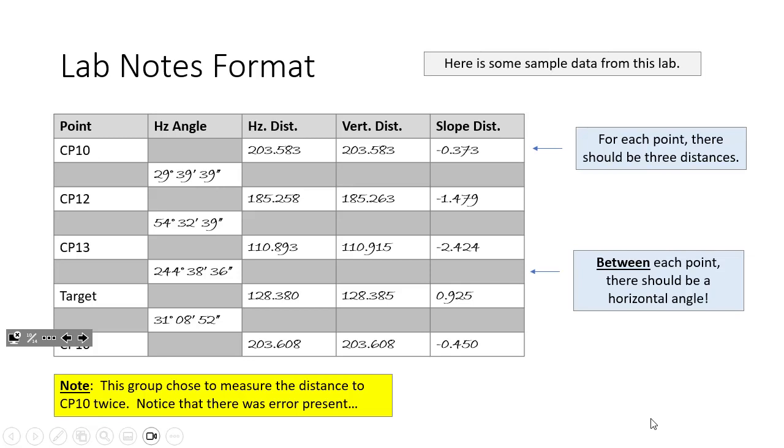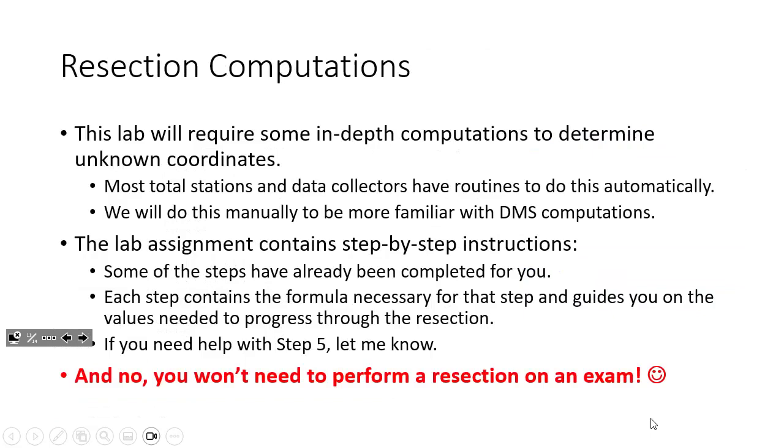Okay? Now, this group actually chose, this is from data from yesterday, by the way, to measure the distance to CP10 twice. So they started at CP10, did their measurements, went back to CP10, shot it again. Look, they're not the same, right? Error. There's going to be error present in your lab. You don't have to do that. They did, but you can see that there's differences. So you're going to see that today. Everybody's going to have some error present, and I want you to sort of get used to that with today's lab.